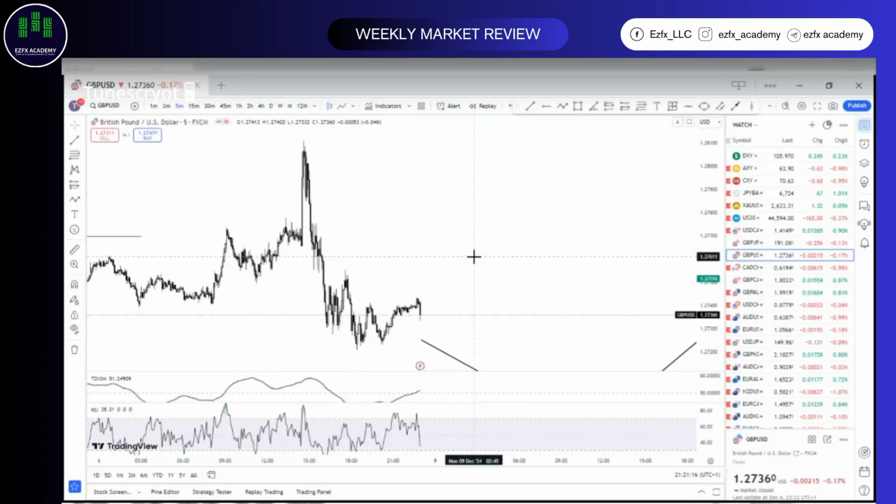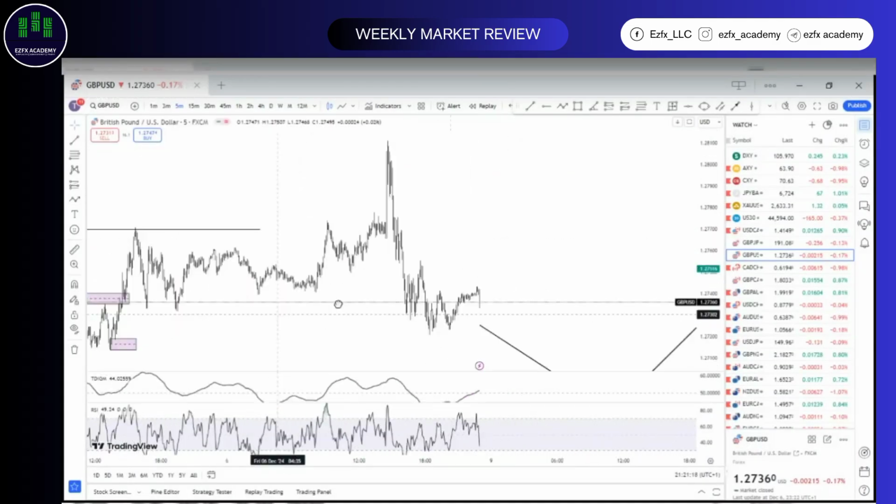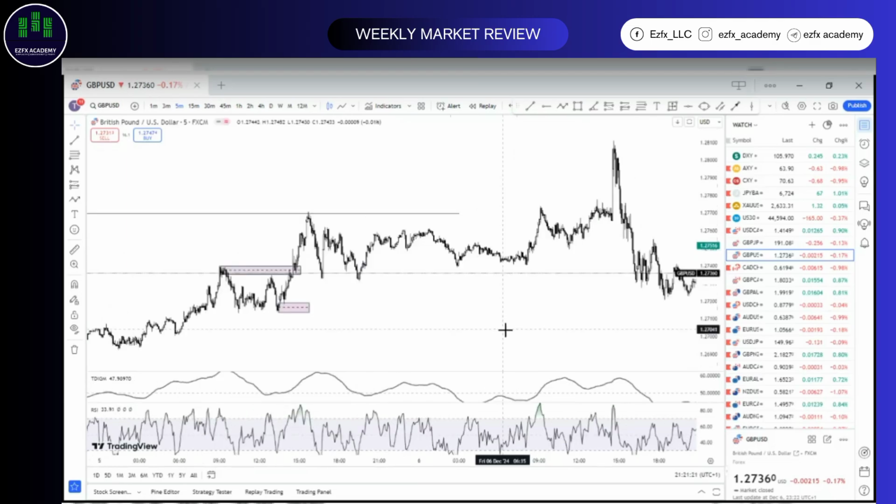So let's see. I'm looking out for something that we can watch out for, something that will be good enough for us to use. It's on the 5, so let me go back to the higher time frame.